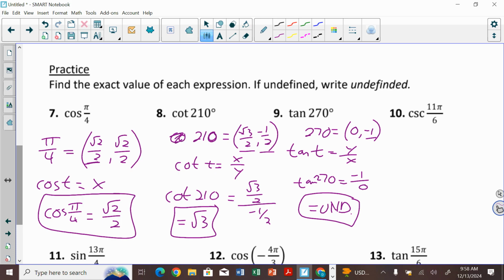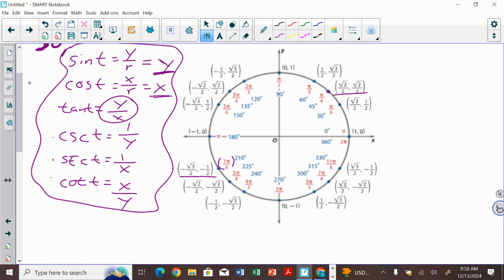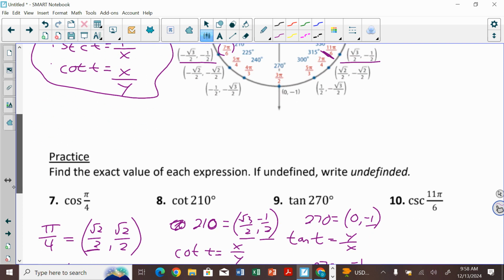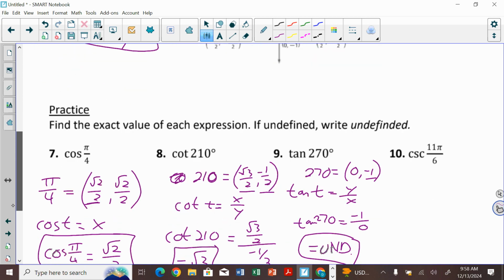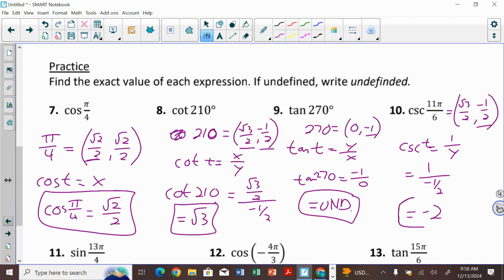All right, let's keep rolling. So 11 pi over 6. This gets a little bit tricky because we have to find where 11 pi over 6 is. Well, it's on the sheet. It's already there. Good. We're right here, so we're using this point. Sometimes you have to do a little work. I think the last two we had to make an equivalent number on the unit circle. So that value is equal to square root of 3 over 2 and negative 1/2. Looking at cosecant, cosecant of t is 1 over y. So it's going to be 1 over negative 1/2, because that's the y value here. Simplifying, multiplying by that negative 2 gives me a negative 2 for my answer.